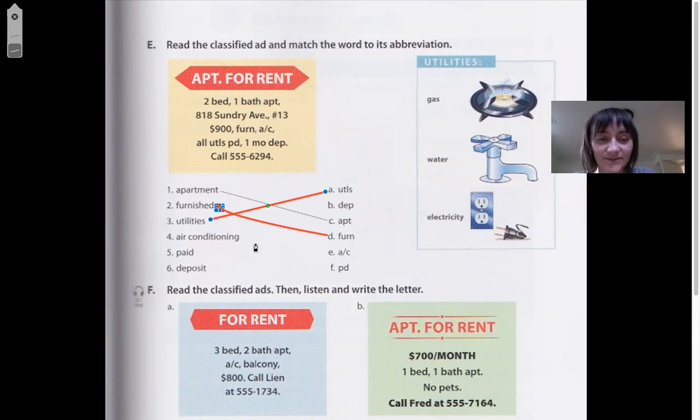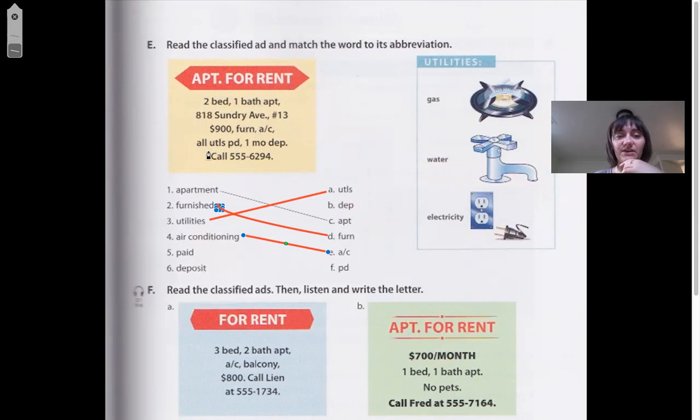Air conditioning, this one is air conditioning, which is really great in the summer, right? So we have air conditioning. Air conditioning that's shortened to AC. So we go to AC, right? Air conditioning, AC. Now, paid. So this one's important because sometimes you can move in someplace and your landlord pays your utilities.